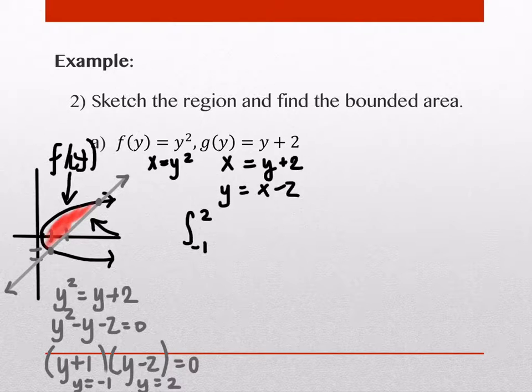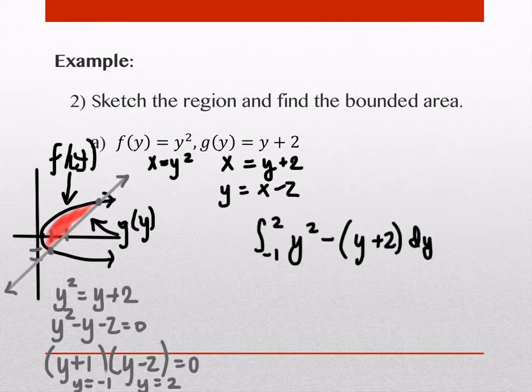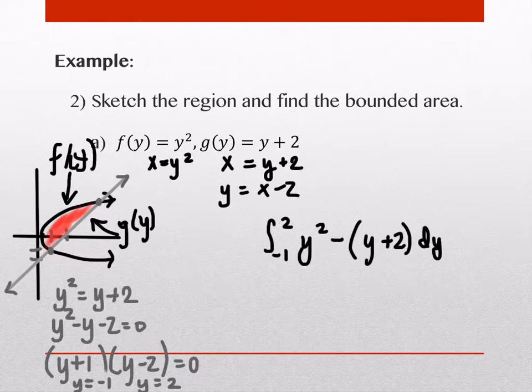And this graph, g of y, is on bottom. So we're going to have our f of y graph, which is y squared on top, minus the g of y graph, which was y plus 2 on bottom. And then I have dy. Now, in some cases, you could actually change these into x and do everything with x's. That would be fine. It would not be very helpful on this one.